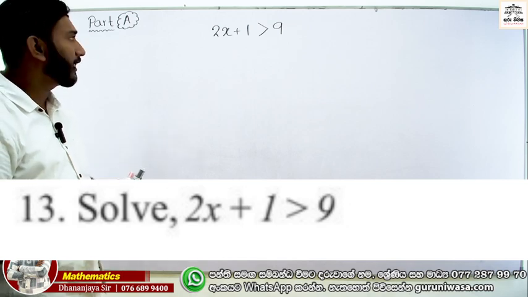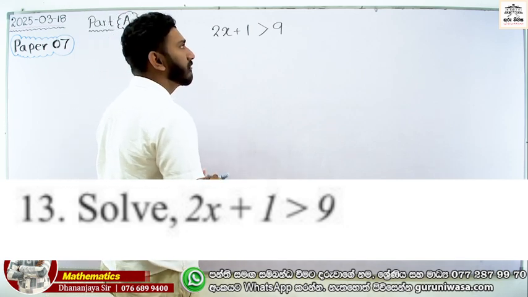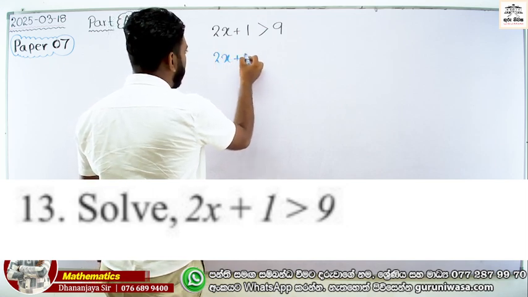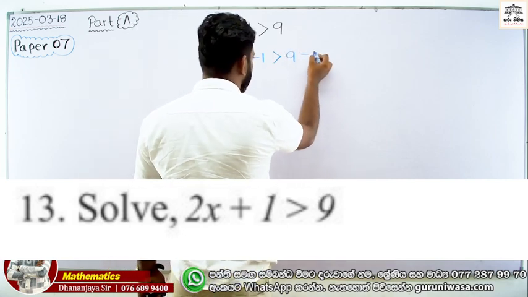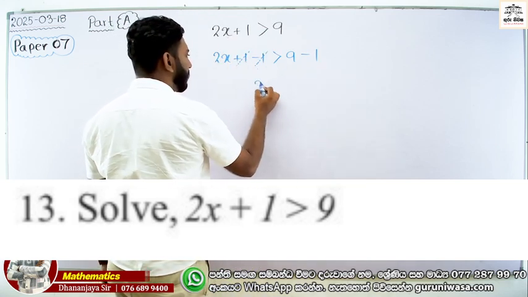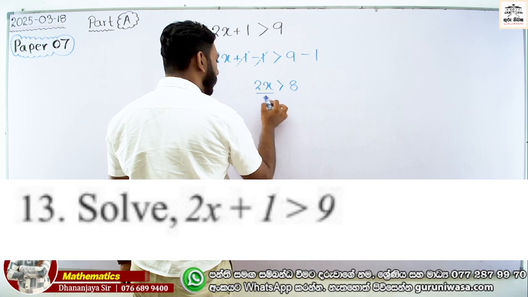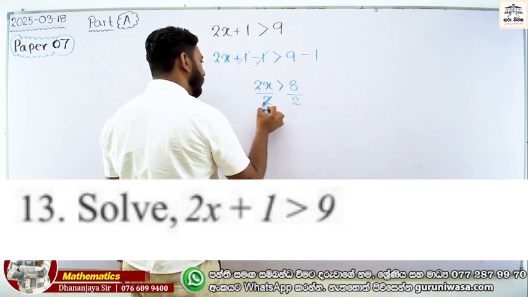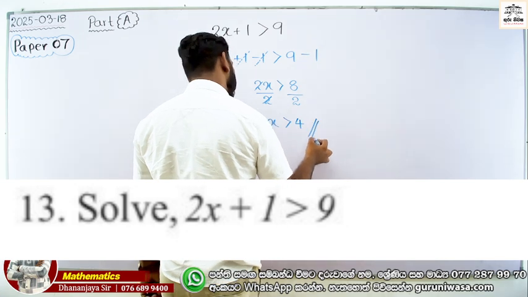Therefore, you will subtract 1 from both sides. 2x plus 1, you need to subtract 1 from the left hand side, also the right hand side. Now plus 1 and minus 1 are eliminated. Now 2x is greater than 8. Now you can divide by 2. 2 and 2 are eliminated. Finally, x is greater than 4. And this is the answer.